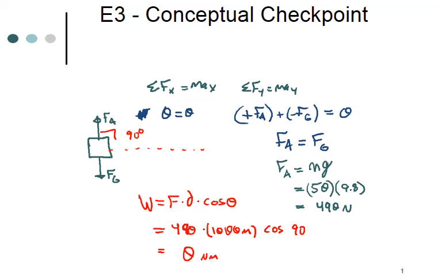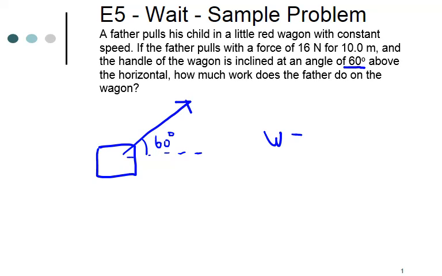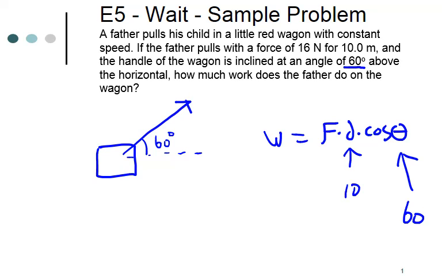All right, so let's try this one here. A father pulls a wagon up at an angle of 60 degrees, and we want to know how much work he does. What's nice here is that the equation already does the trick for you. You know the angle, 60 degrees. You know how far, 10 meters. And you know the force, 16 newtons.